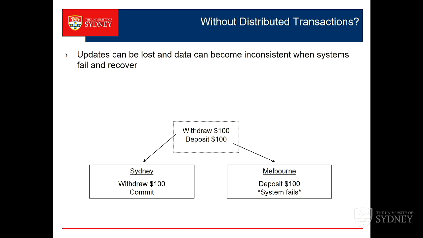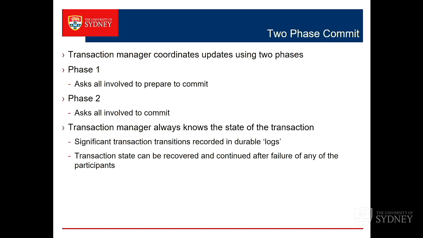Code starts doing that, and then something happens. It fails. And so that Melbourne transaction has failed. The Sydney one has committed. $100 has just gone missing. So that's why we need distributed transactions. Two-phase commit is called two-phase commit for the very good reason that it's in two phases.